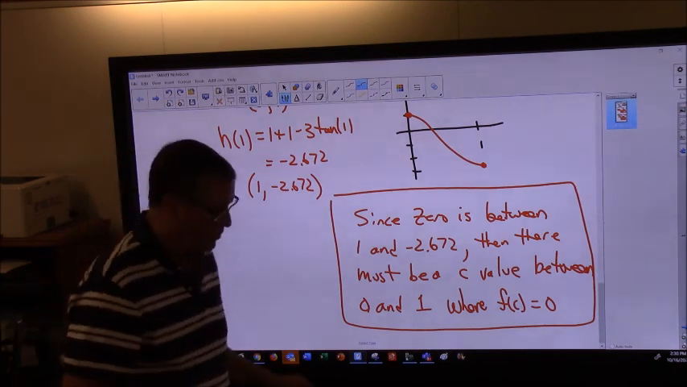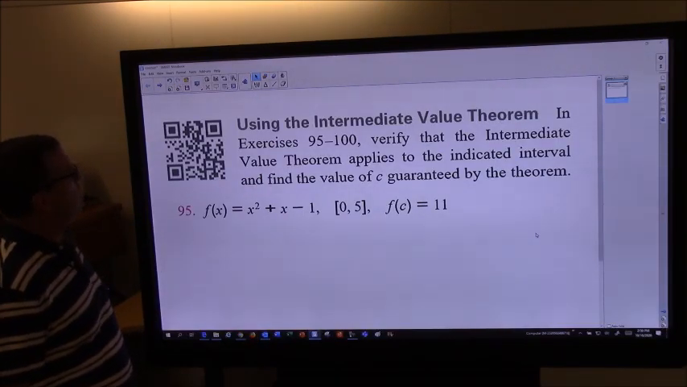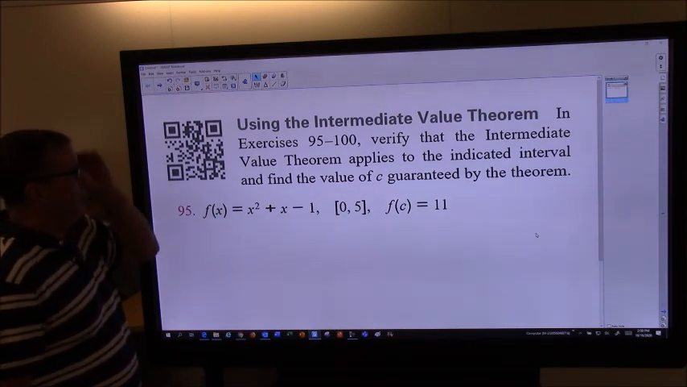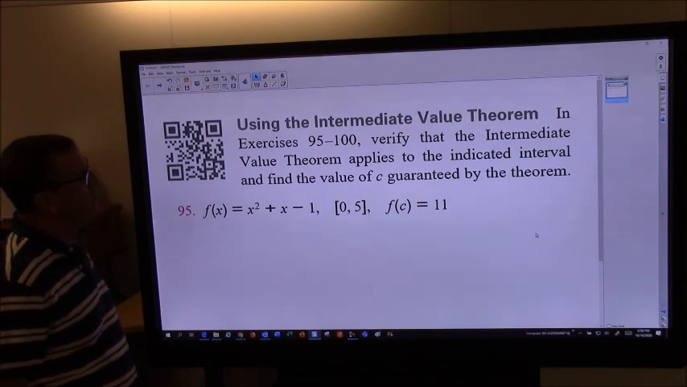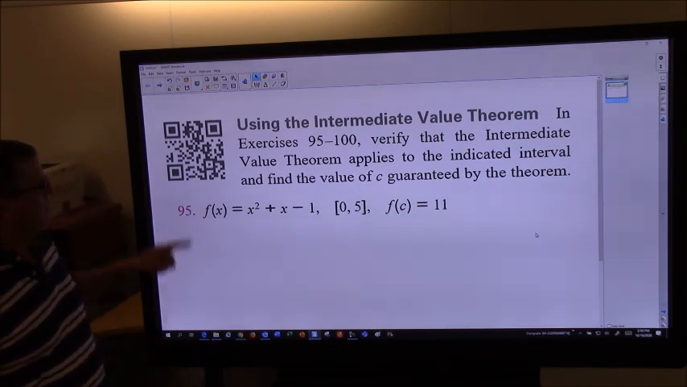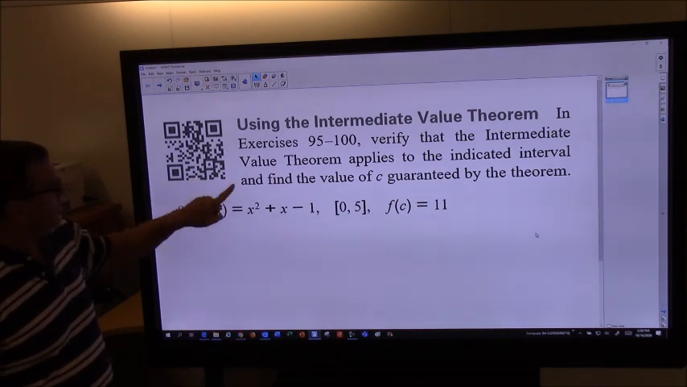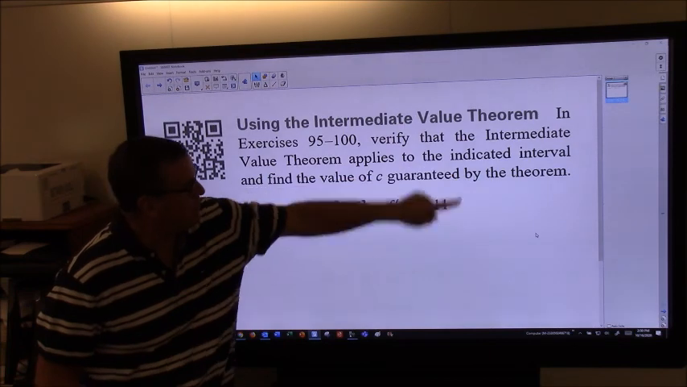All right, let's try another one. All right, so let's look at one more problem here. Using the intermediate value theorem in these next set of exercises, verify that the intermediate value theorem applies to the indicated interval and find the value of c guaranteed by the theorem.